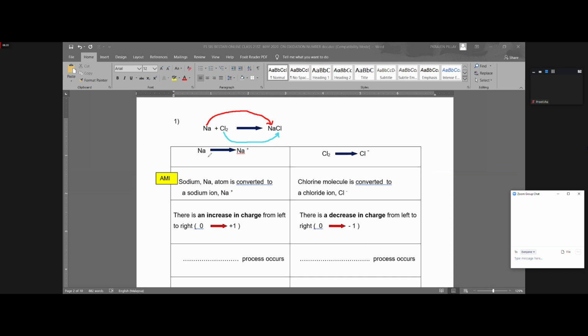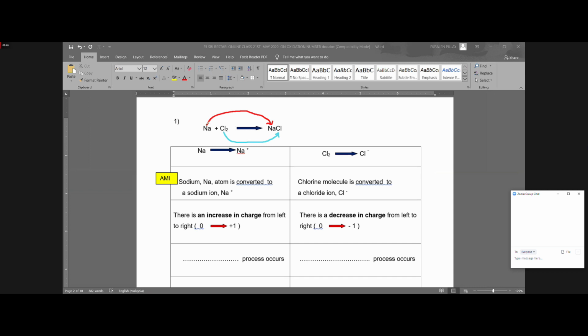Here I put Na becoming Na+. Why is this Na+? Because you must remember: Alicia, what type of compound is sodium chloride? An ionic compound, very good. If it's an ionic compound, what type of particles is found inside it? Ions, well done.